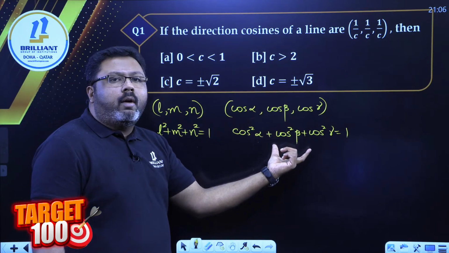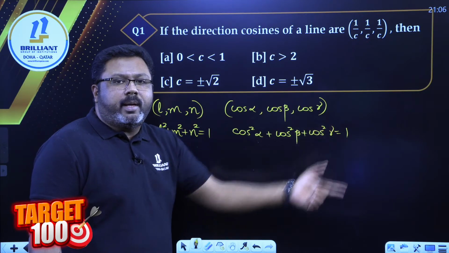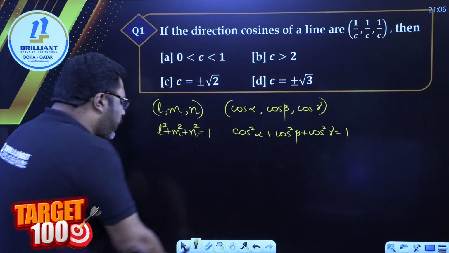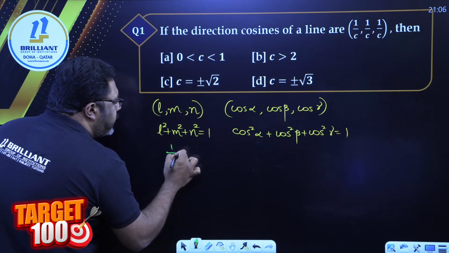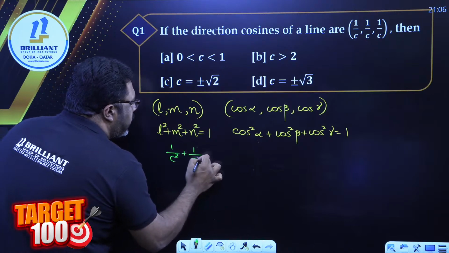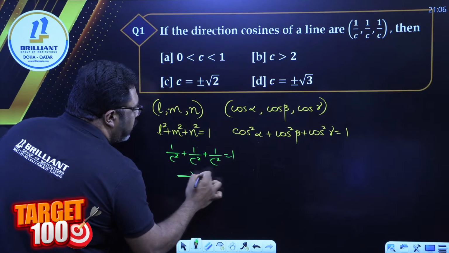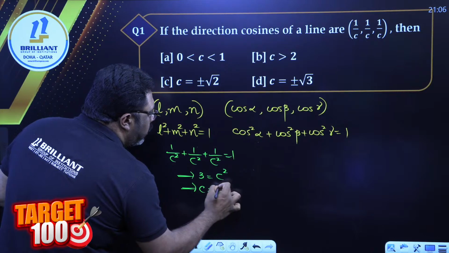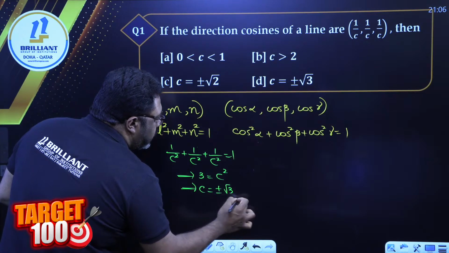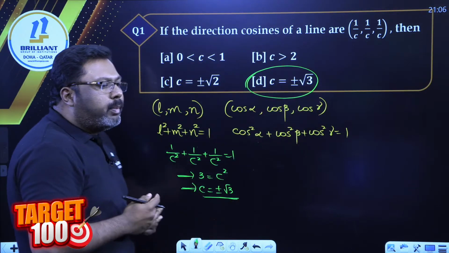This part of the relationship is only used when the angle is given in the question. But here direction cosines are straight away given in the question. Let us use it in the first relationship. 1 by c squared, 1 by c squared, 1 by c squared equal to 1. That implies 3 equal to c squared. C is equal to plus or minus root 3. Option D. C is equal to plus or minus root 3.